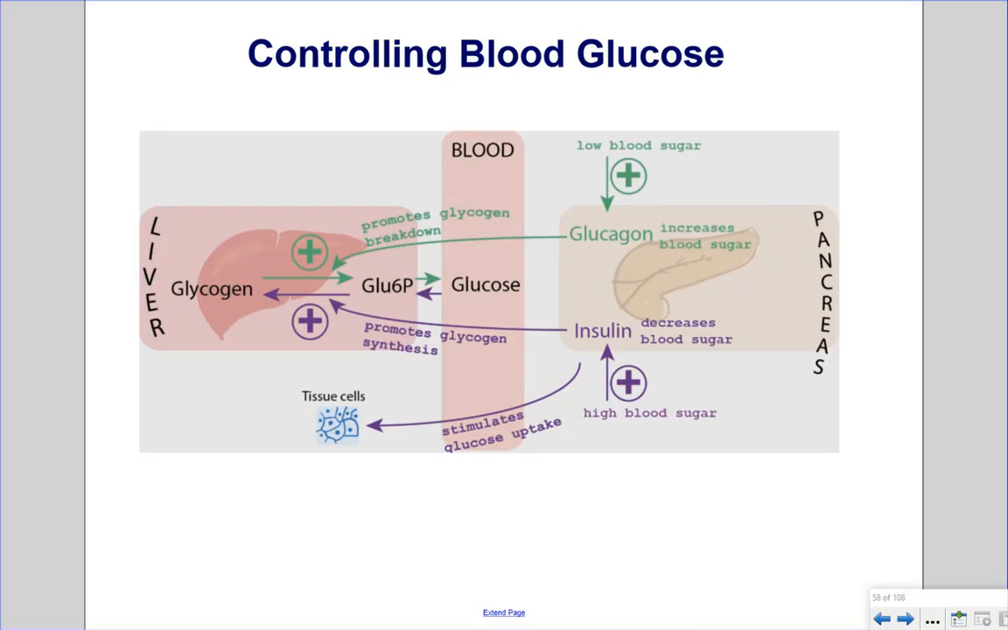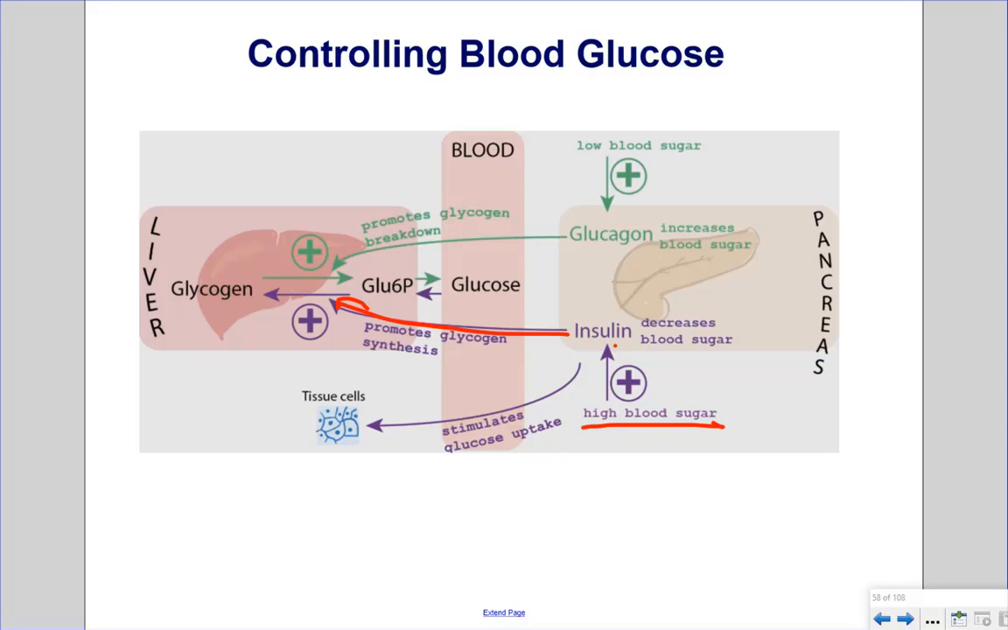Controlling blood glucose. The diagram below illustrates the negative feedback relationship between insulin and glucagon. When blood sugar is high, in this case down here, insulin is secreted by the pancreas. The insulin signals the liver to take in the glucose and store it as glycogen, and that lowers blood glucose levels.